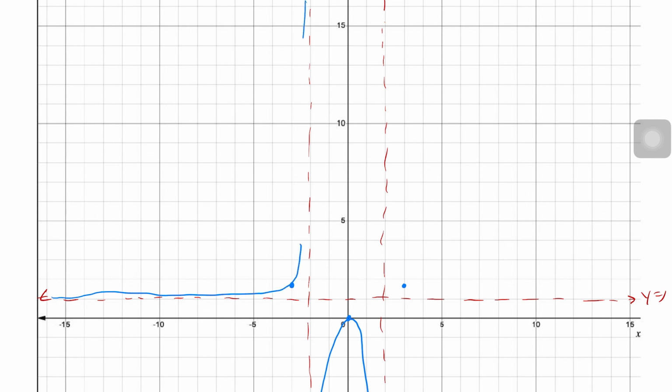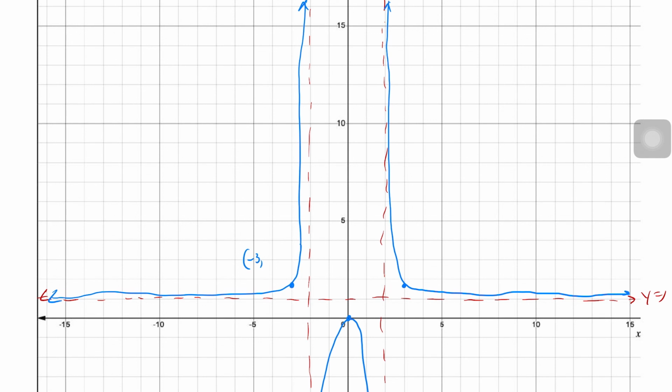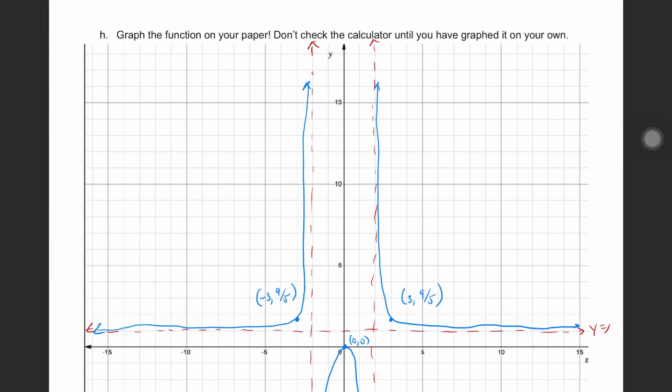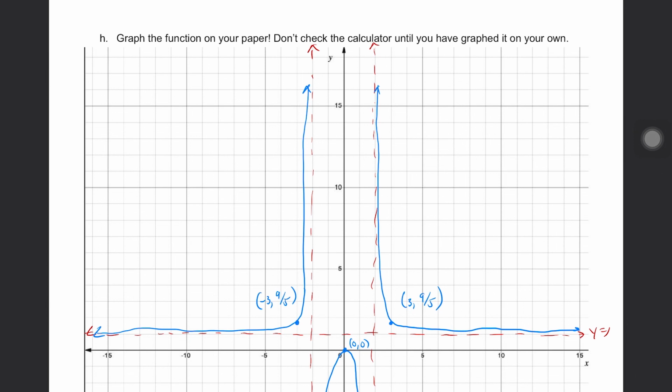We notice those numbers are above the horizontal asymptote, so we know it's going to be something like this, and then it's going to touch it and go up. Same argument here. It's going to be very close to this asymptote, and it's going to touch it, and then go in that direction. Then we write down those numbers: -3, 9 over 5, and +3, 9 over 5. This point is 0, 0. And there you go. We have graphed the function.